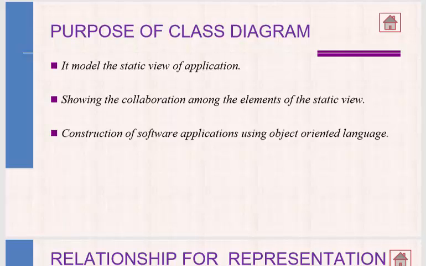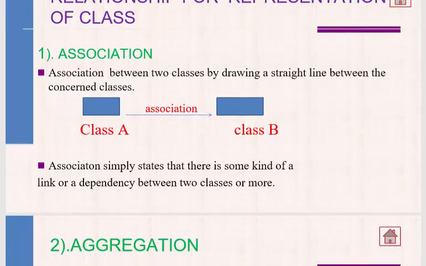The purpose of the class diagram: it models the static view of an application, and it shows the separation among the elements of the static view. It is used for the construction of software applications using object-oriented languages.